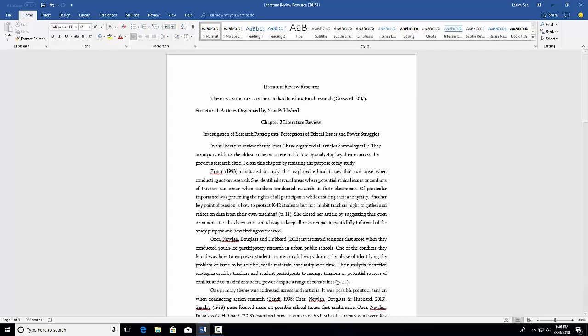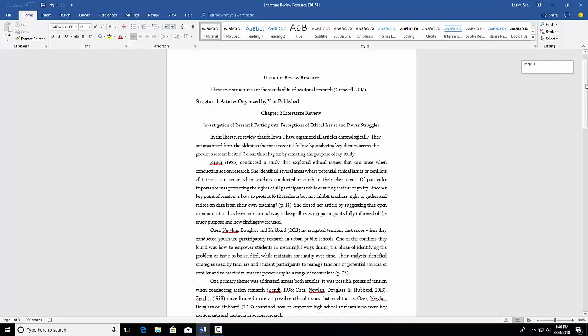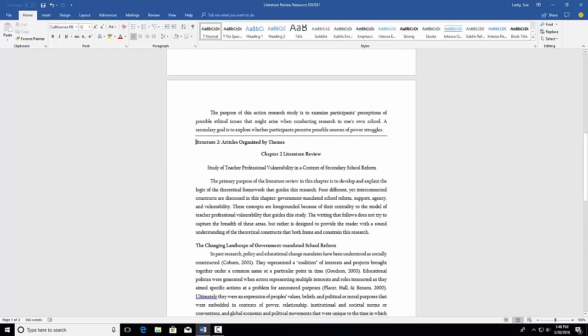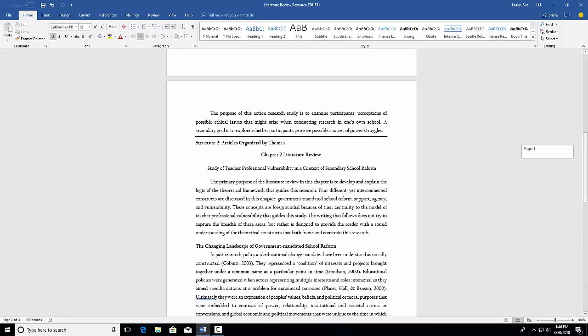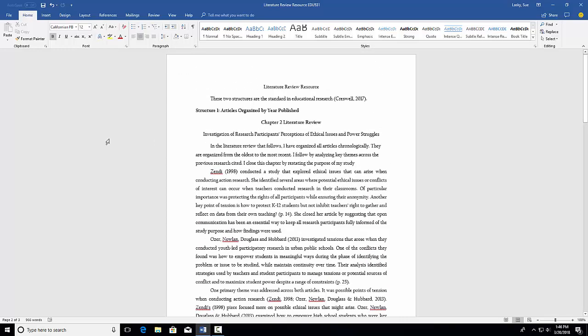organizes articles by the year published. The second structure organizes articles by themes. This is the more commonly used model or structure that's used in our field, particularly when people are writing dissertations or publishing. The first structure is more typically used at the master's level or the undergraduate level when people are really new to using or writing lit reviews.